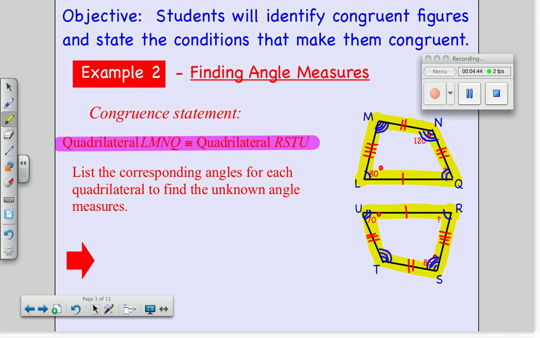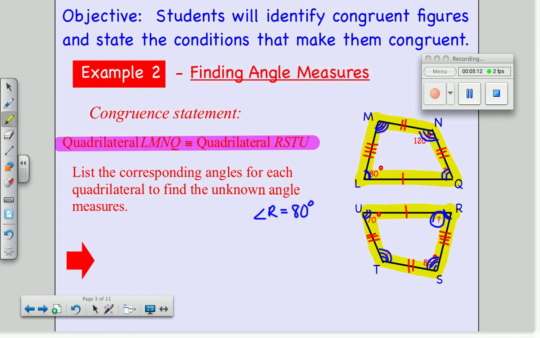Okay? So now we can actually find the missing angle measures. So here's a missing angle measure right here. It's a question mark, angle R. So I want to find out what is angle R. What's the measure of angle R? Well, what does it correspond to? Let's find one in the other quadrilateral that has one line like that. And it's this one here, L. How much is angle L? 80 degrees. Then that means angle R is also 80 degrees.